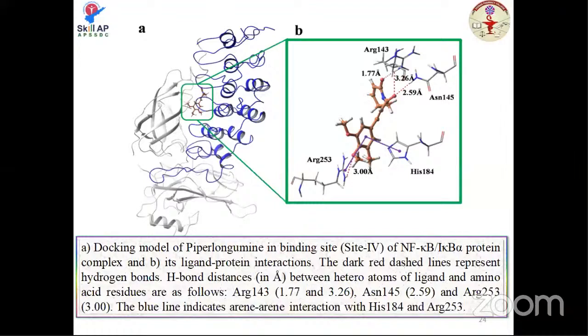Then we got the interesting interactions in between nuclear factor kappa B as well as IK B alpha. That means in the junction of both NFKB as well as IK B alpha in this complex, this piperlongumine is going there and sitting there, and it is inhibiting the complex formation between IK B alpha as well as NFKB. So that the action of IK B alpha on nuclear factor kappa B can be reduced, so that nuclear factor kappa B can easily reduce the inflammation.